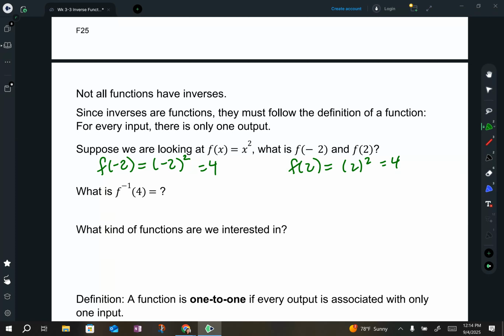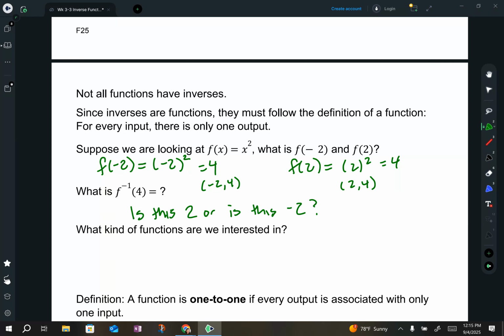So if we were thinking about the inverse function, this takes negative 2 to 4, and this takes 2 to 4. If we were thinking about the inverse function and we put in 4, do we go back to 2 or do we go back to negative 2? So is this 2 or is this negative 2?